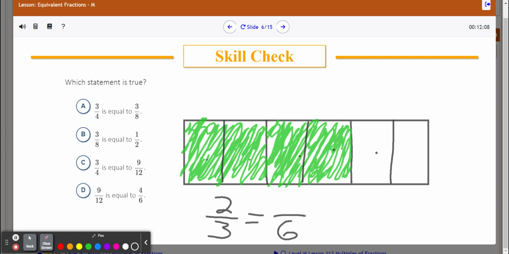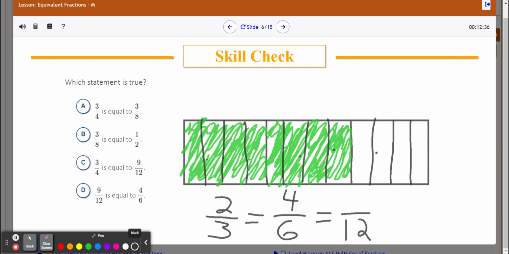Now, how many are green? 1, 2, 3, 4. So again, I never changed the bar. I never changed the green amount. They always stayed the same. All I did was make smaller pieces. And one last time, I'm going to cut it in half again. So now, if I count my total pieces, I have 12 total pieces. Again, I never changed the bar. And out of those 12, 1, 2, 3, 4, 5, 6, 7, 8, 8 are green.